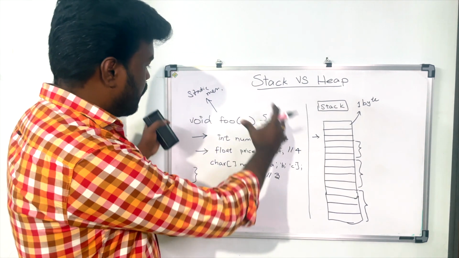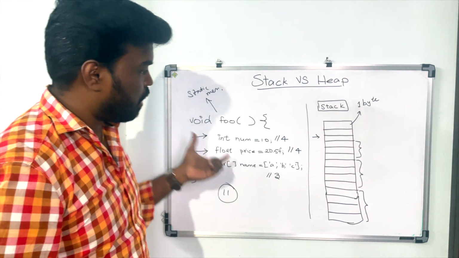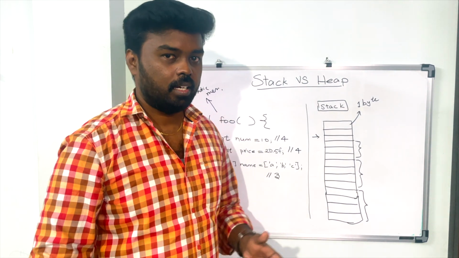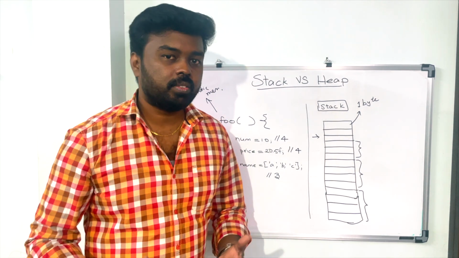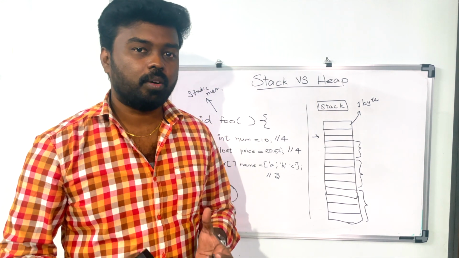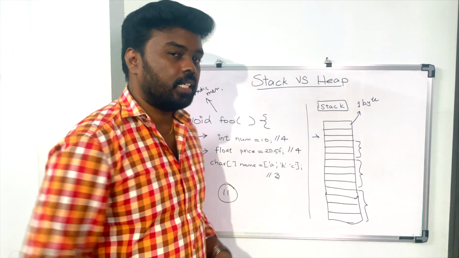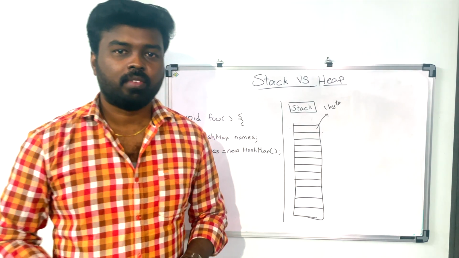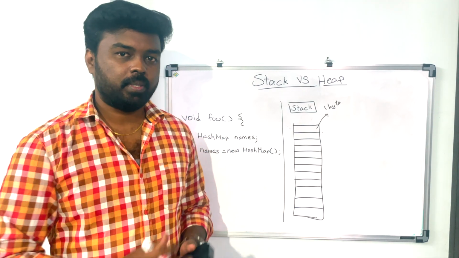So this is how static memory works, and this is how static memory gets allocated in the stack, basically. Now we are going to see how dynamic memory works and how dynamic memory gets allocated in the heap memory. Now let's see another simple piece of code here.